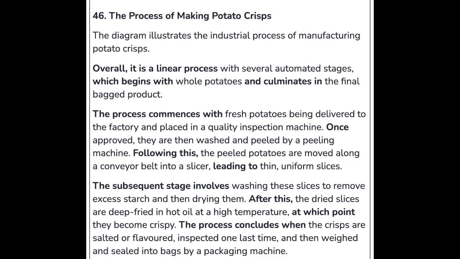Following this, the peeled potatoes are moved along a conveyor belt into a slicer, leading to thin, uniform slices. The subsequent stage involves washing these slices to remove excess starch and then drying them. After this, the dried slices are deep-fried in hot oil at a high temperature, at which point they become crispy. The process concludes when the crisps are salted or flavored, inspected one last time, and then weighed and sealed into bags by a packaging machine.